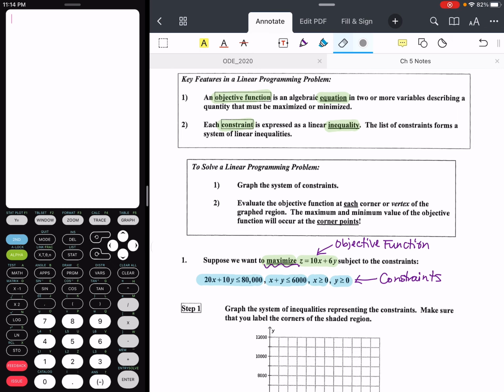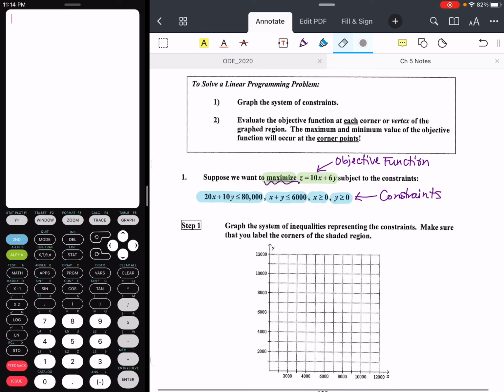So to solve a linear programming problem, first you graph the system of constraints. So actually, let's just go ahead and do that, and then we'll get to step 2. So the first step is we want to graph this system of constraints.